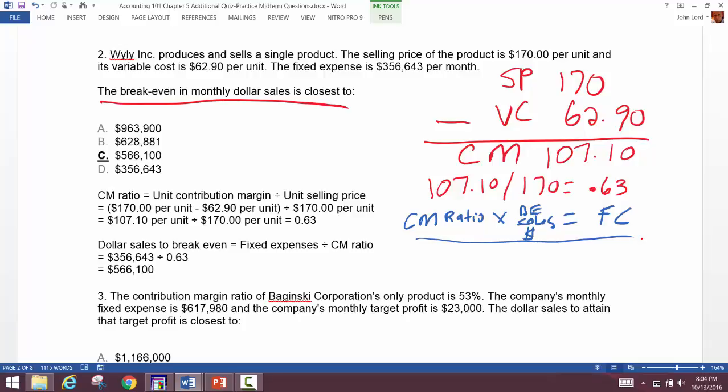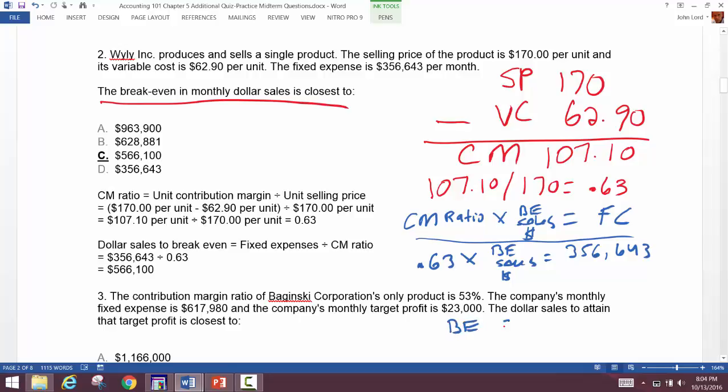questions. And you sit there and you say, okay, I got the contribution margin ratio of 0.63. I don't know what my break-even sales are yet. That's what I'm trying to solve for. I know I'm going to get that. Break-even sales dollars. My fixed costs here are how much? $356,643. Okay, just do the algebra, break-even sales then.